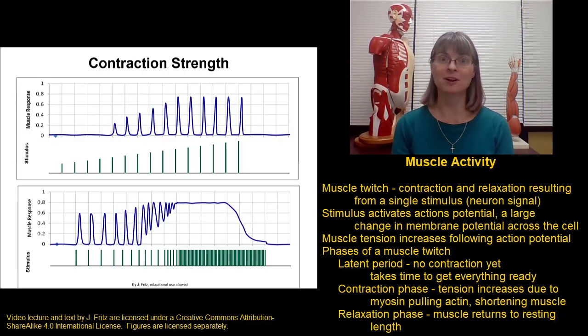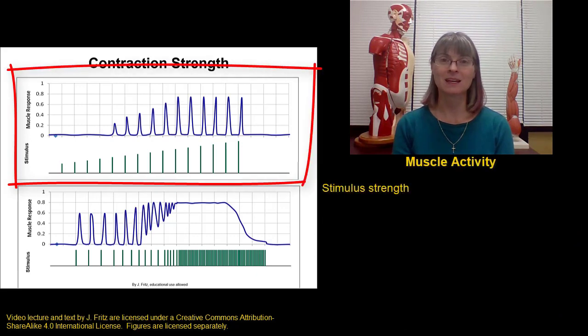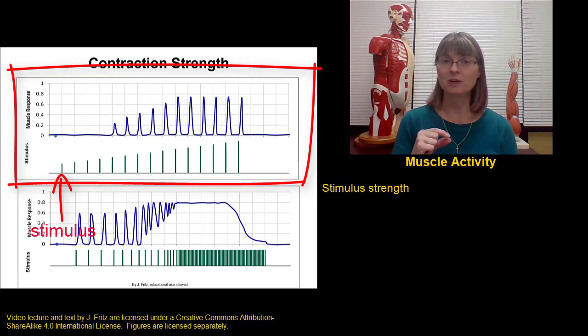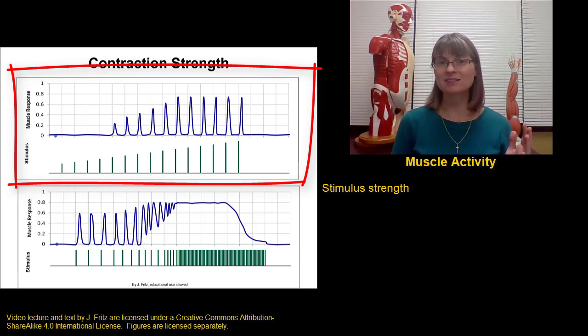Let's look at the top figure on this screen. The top figure shows what happens in the muscle when we have a gradually increasing stimulus strength. So we start out with a stimulus that's relatively weak, and then each stimulus is a little bit stronger. Remember that this signal is an electrical stimulus being applied to the muscle in order to stimulate a contraction. So we can change the strength of the stimulus simply by increasing the voltage.